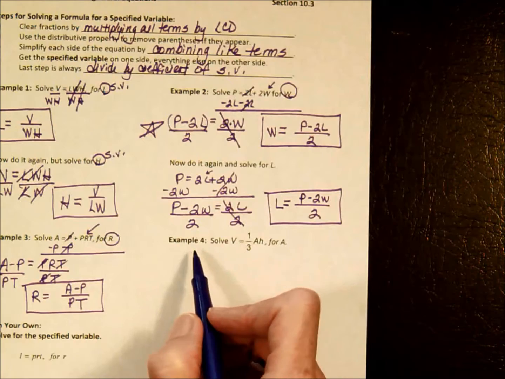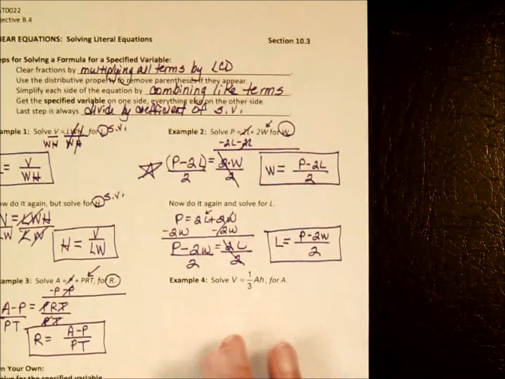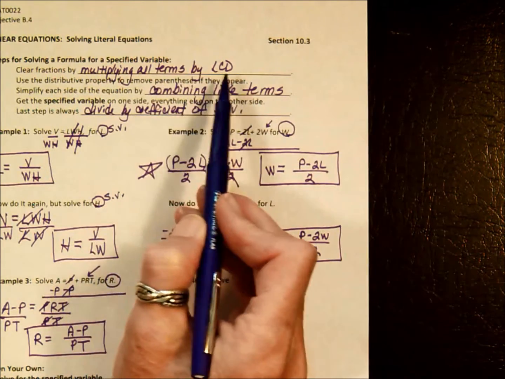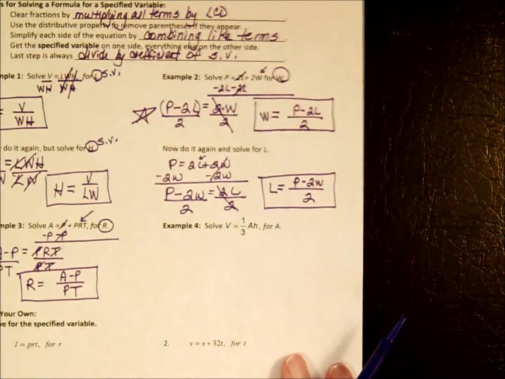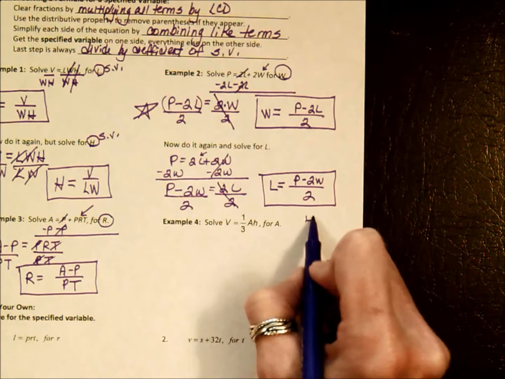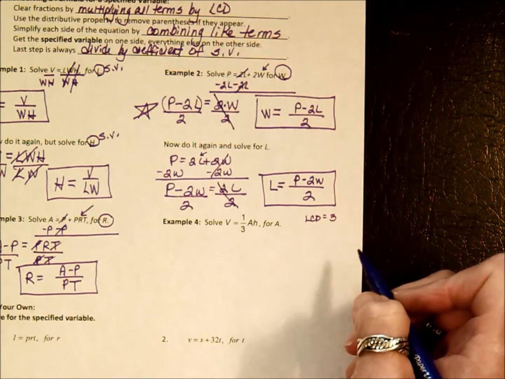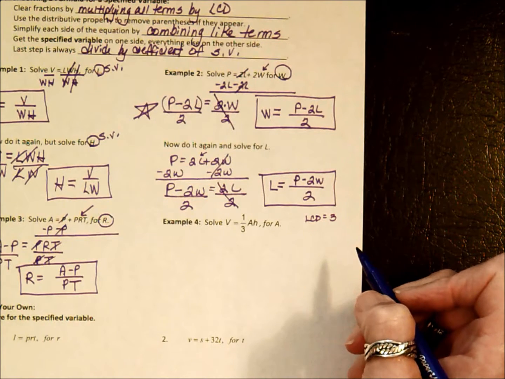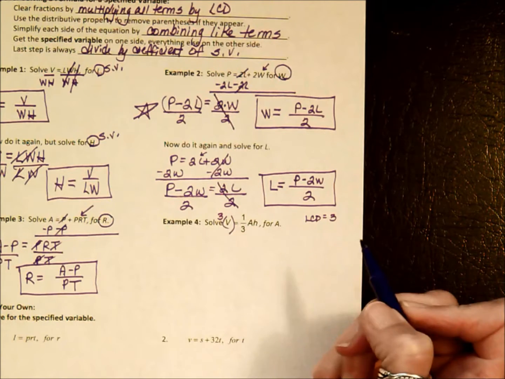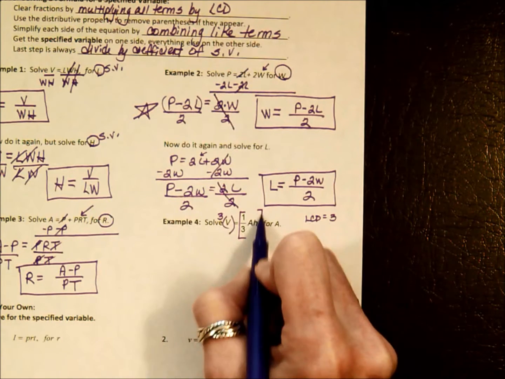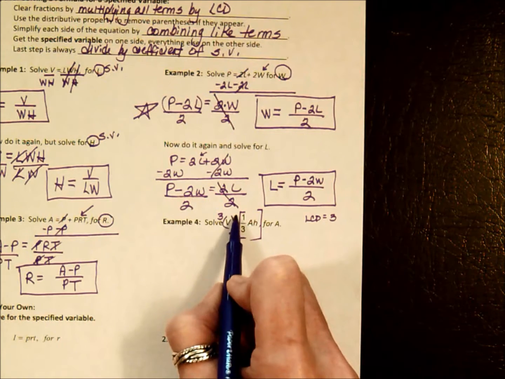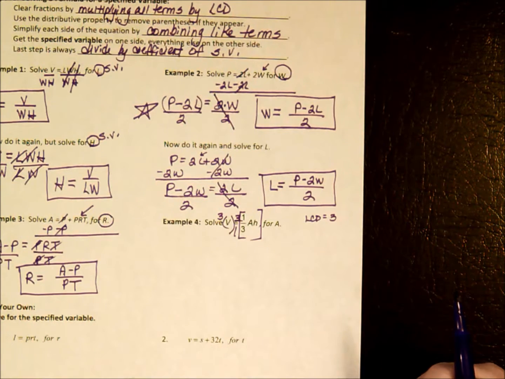This next one, number 4, goes back to our first step where it says clear the fractions by multiplying all terms by the LCD. Well, I only have one fraction, and it's 1/3. So the LCD here is 3. Now you have to determine how many terms you have. So here's a term that gets multiplied by 3. And this side is all one term because it's all multiplied together. So I multiply it by 3, or 3 over 1.